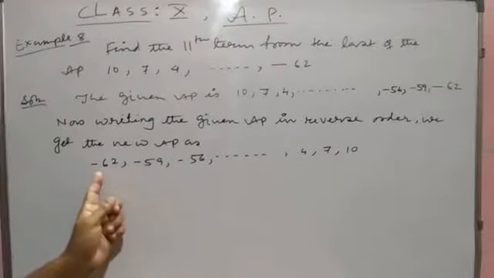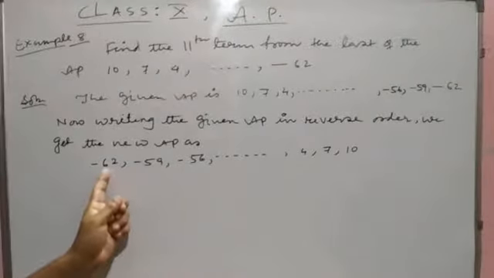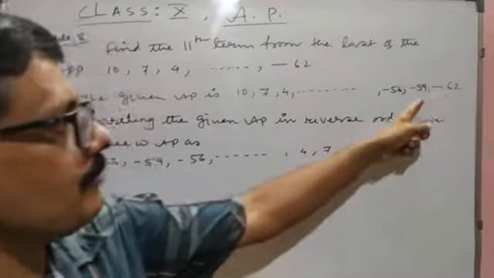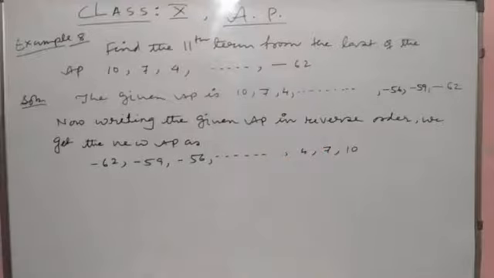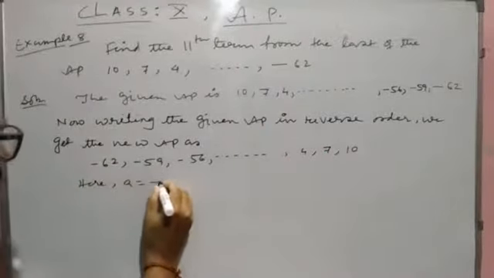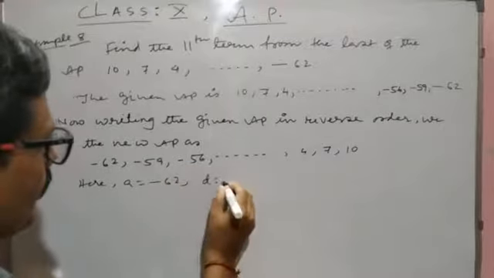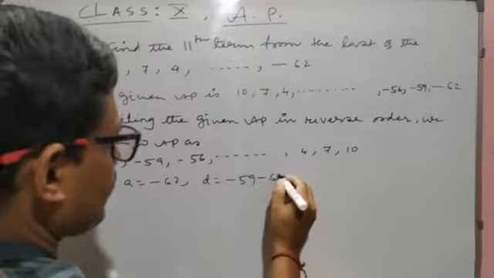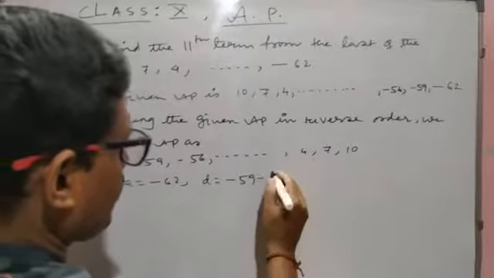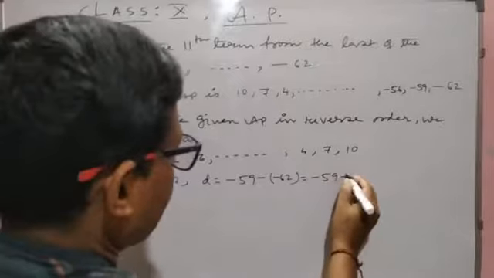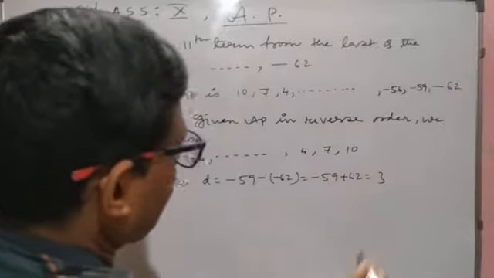Now we have to find the 11th term from this side, and that will be for the original AP from the last term. So here A equal to minus 62, D equal to this minus this. So it will be minus 59 plus 62 equal to 3.